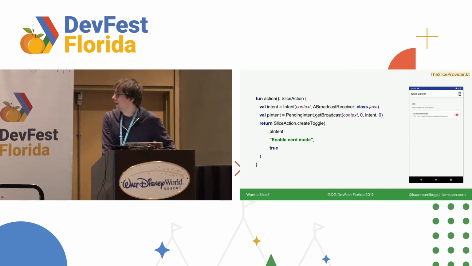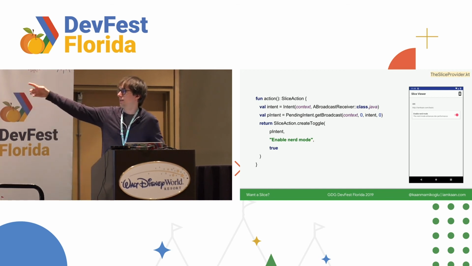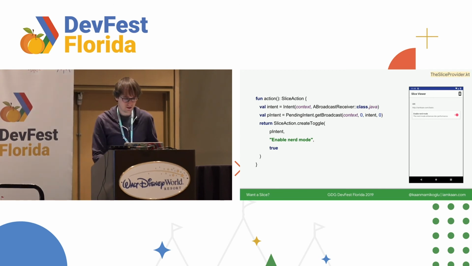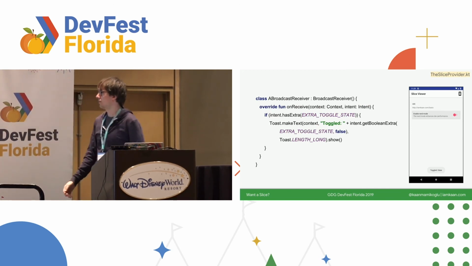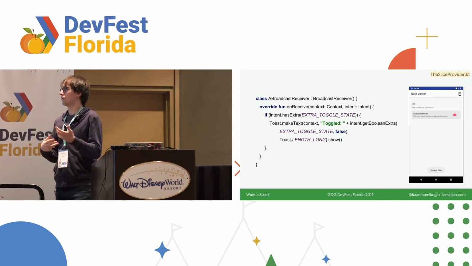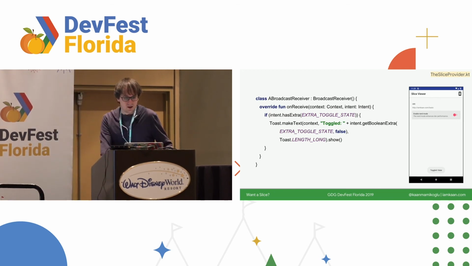To do that, instead of passing an activity to the intent, we pass a broadcast receiver. And then the broadcast receiver, in this case, just shows a toast. But ideally, obviously, you would change your setting. I don't know, save it to your database or shared preferences. Do those kinds of things.